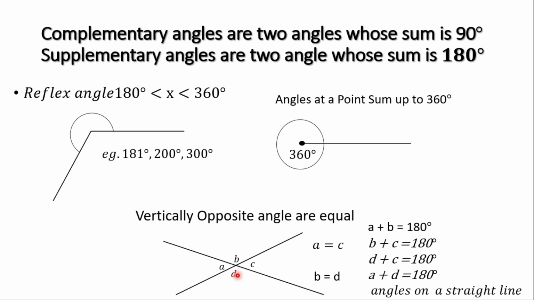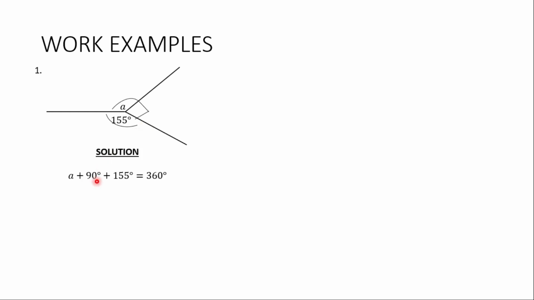Let's take an example. I have this very beautiful question, where we have been given this angle as A. This angle is 90 degrees, because we have learned that this is called a right angle, and a right angle is an angle of 90 degrees. We know that angles at a point sum up to 360 degrees. So I have to take A plus 155 plus 90, and the result will give me 360 degrees.